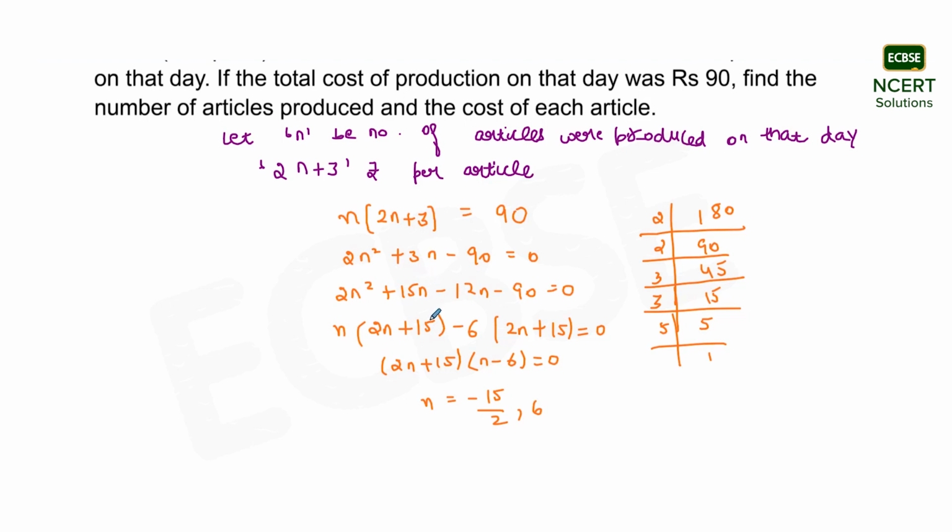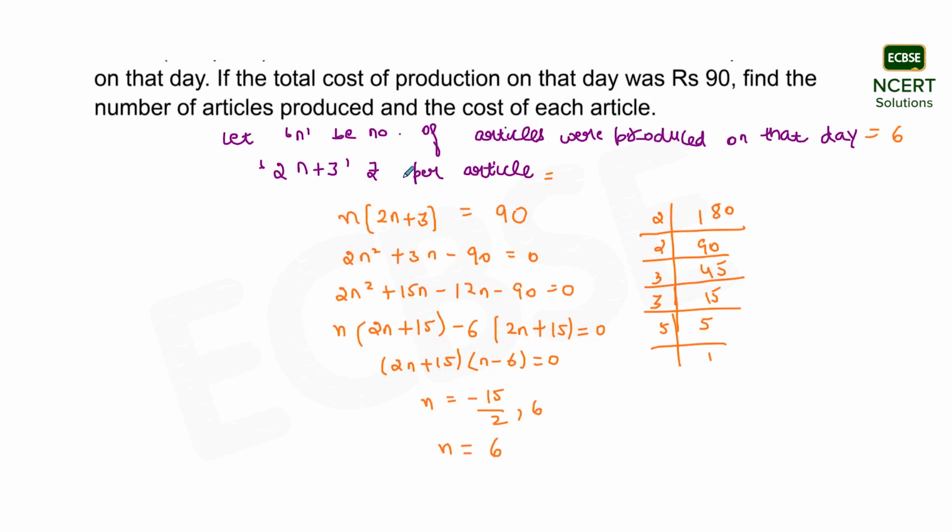But as we know, the number of articles cannot be a fraction and also cannot be negative. Have you ever seen the number of articles be negative? That doesn't make any sense and is not a practical thing. So the only possible solution for this problem is n equals 6. Here we get to know that the number of articles produced on that day was 6.